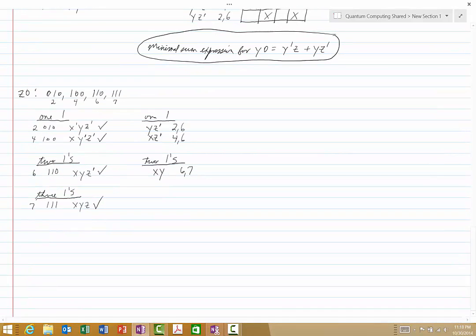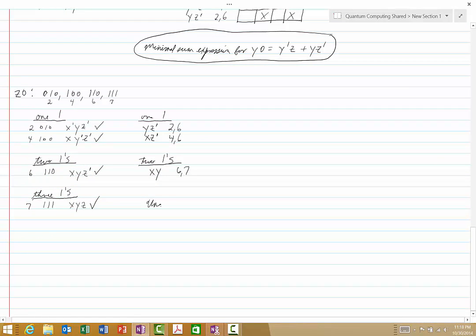And now the unchecked terms will be yz prime, which is 2 and 6, xz prime, 4 and 6, and xy, which is 6 and 7. Those are our vertically arranged terms, and our horizontally arranged terms must be 2, 4, 6, and 7.